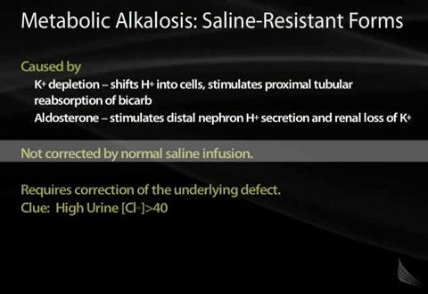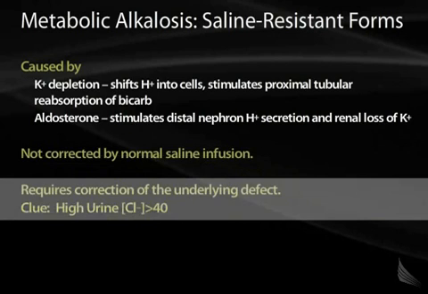The clue in this instance is the opposite of the saline-sensitive forms, meaning the urine chloride concentration tends to be elevated, usually greater than 40 milliequivalents per liter.